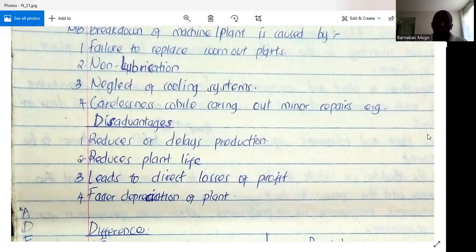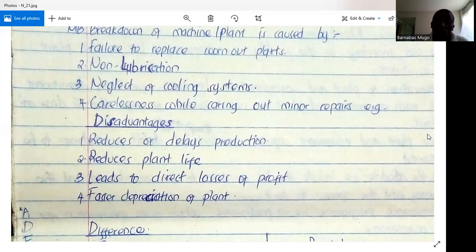Disadvantages of doing this are, first, reduced or delayed production. When we are doing breakdown maintenance, there is a reduction or delay in producing the item that you're supposed to produce. Why? Because you are maintaining the plant when the machine is supposed to be in operation. Then there is reduced lifespan of that machine. When you are just maintaining the machine when it has broken, you are reducing the lifespan of that machine.